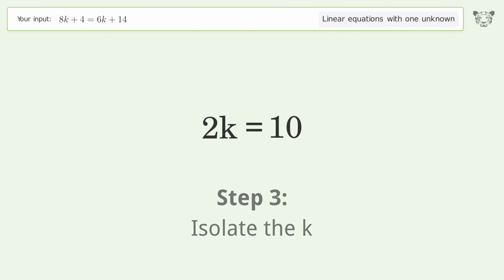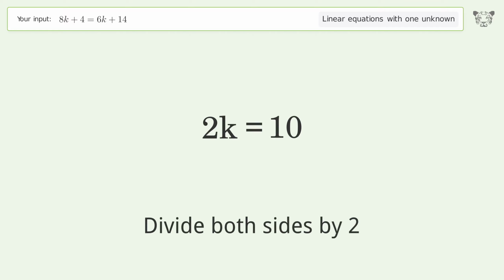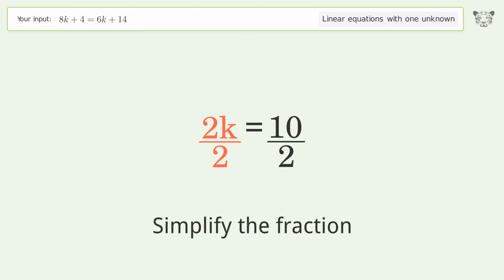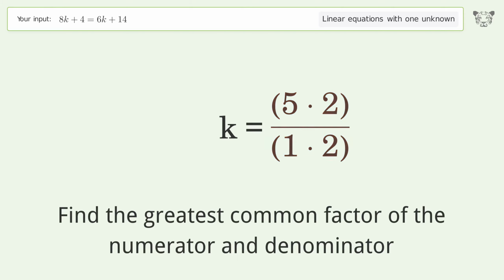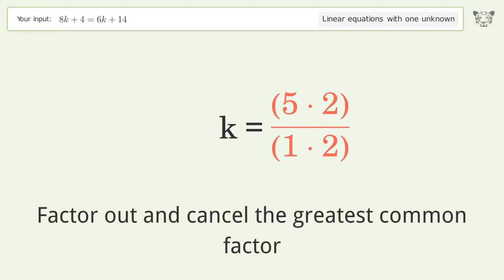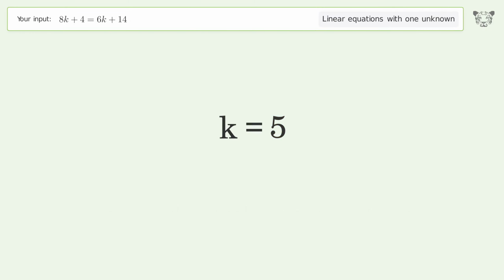Isolate the k. Divide both sides by 2. Simplify the fraction. Find the greatest common factor of the numerator and denominator. Factor out and cancel the greatest common factor. And so the final result is k equals 5.